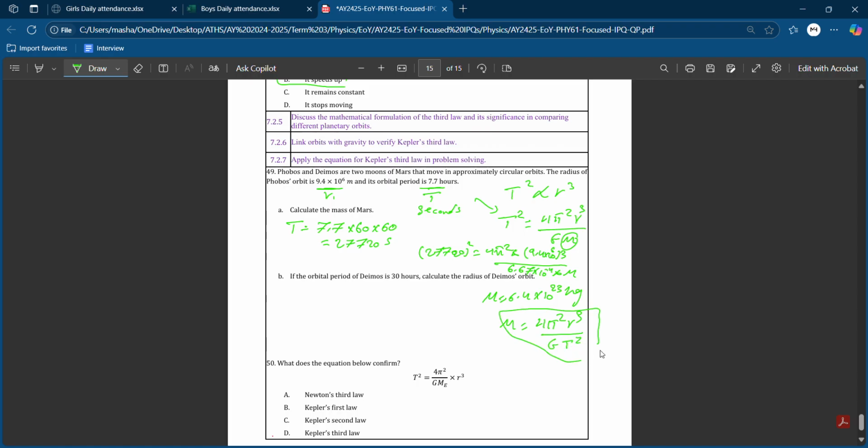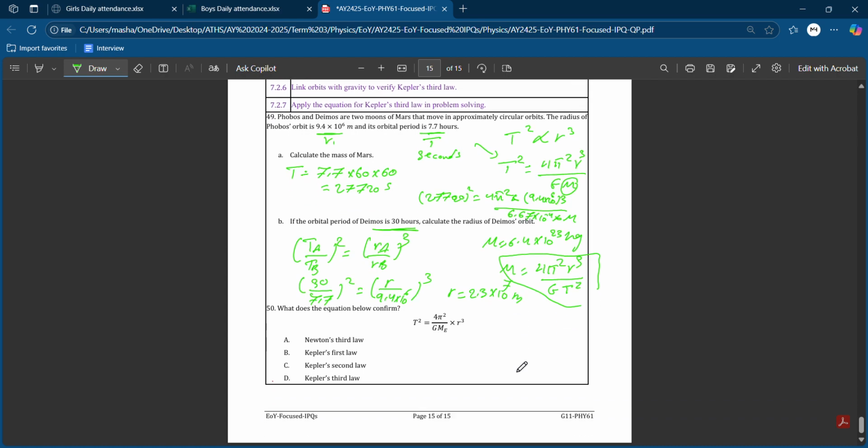Straight away, for part B, if the orbital period for Deimos is 30 hours, what is the radius? Using Kepler's law, TA over TB, squared, equals RA over RB, cubed. For T, you can change it to seconds, but you don't need to, since it will cancel with each other. It equals the one that we need, which is R over 9.4 times 10 to the power 6, cubed. Using the calculator, R will be equal to 2.3 times 10 to the power 7 meters.